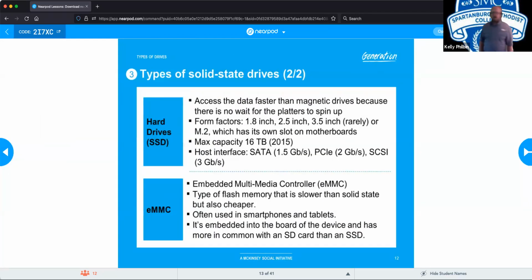Now you have your hard drives, which would be your standard 2.5, 1.8, and 3.5 inch drives. As we stated earlier, the 3.5s are rare because they typically will take a 2.5 and throw it in an adapter and plug it in. That is the most efficient way to get that done.